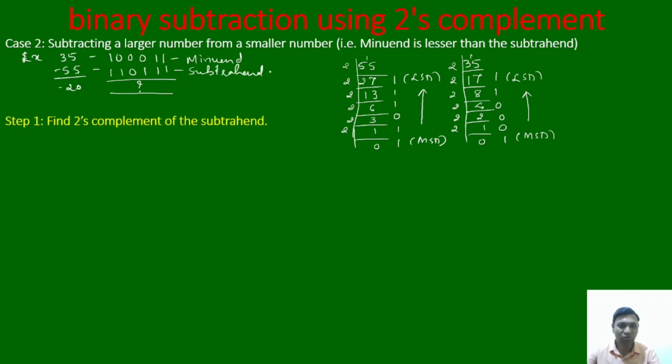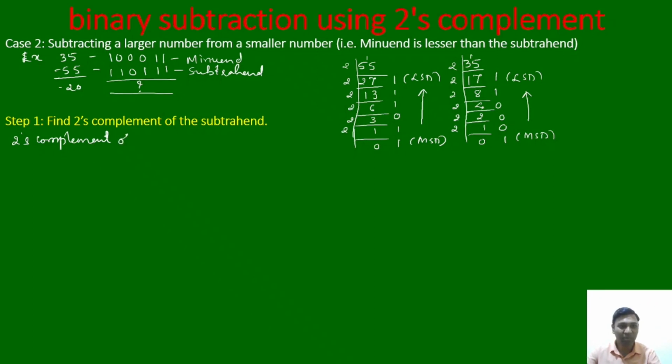Now let us go for the first step. Find 2's complement of the subtrahend. So how to do it? I'll write here, 2's complement of the subtrahend can be determined by finding out 1's complement and adding 1 to it. You will get 2's complement.